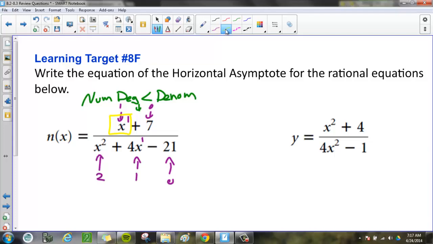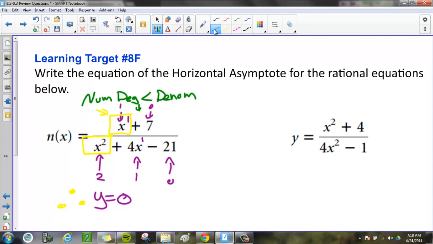So in this scenario, since this is your biggest degree on the denominator, and right here is your biggest degree in the numerator, the degree of your denominator is bigger than the degree of your numerator. Therefore, these dots right here represent the therefore. We'll see those later in life. Therefore, your horizontal asymptote is y equals 0. It's always y equals 0 if the degree of the numerator is less than the degree of the denominator. That's how it works, right there.